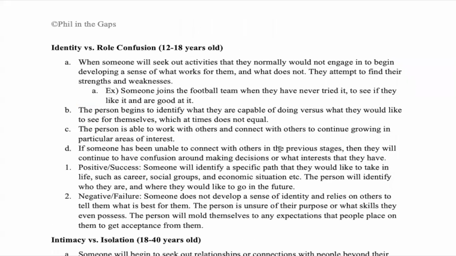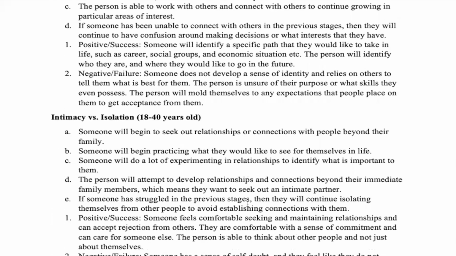Identity versus role confusion. Identity is where somebody's going to identify what they would like to see for themselves. Role confusion is where they're confused based on what role they want to see in their life. They're used to people telling them what to do, and they just kind of comply with what other individuals expect of them. Intimacy versus isolation.